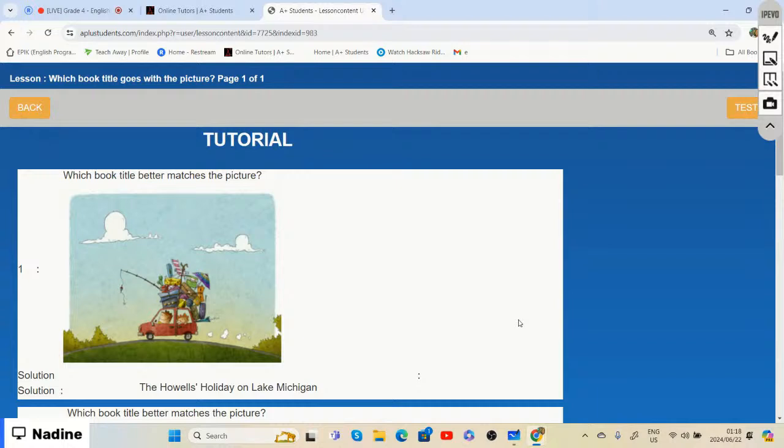All right, so if we look at the picture, it looks like they are going on a trip. Since there are a lot of bags, it almost looks as if they are moving. But the camp chair, the umbrella and the fishing rod show that they are going on a holiday, right? Specifically, it is the Howells holiday on Lake Michigan, right?